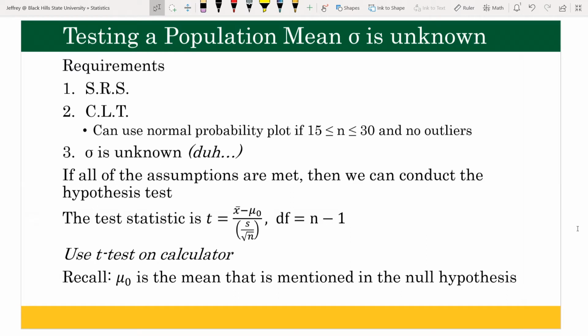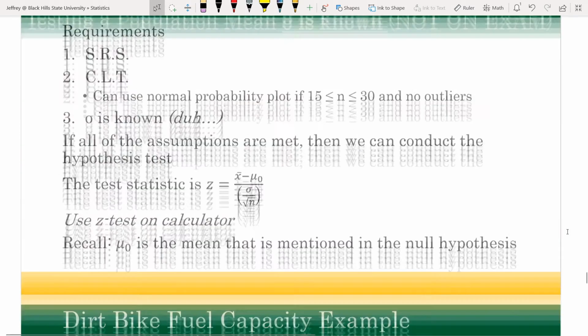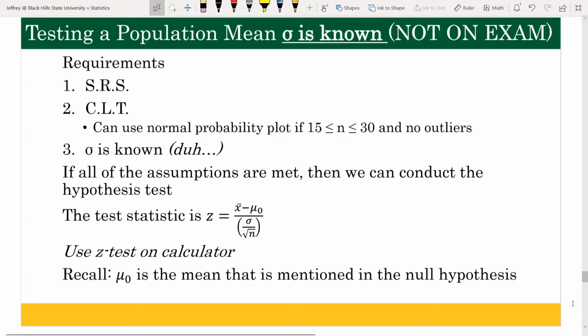If sigma was known, we would have to use a different test statistic based on the fact that we know what sigma is. We would use that instead of s, and we would be looking at a z-score instead of a t-value. Now I include this slide just in case you happen to use this in another class where they do take the case where sigma is known. And you can compare the two to see how they are similar or different.